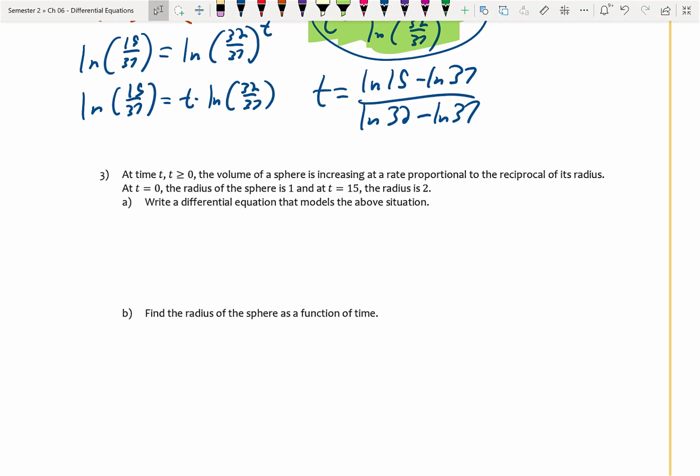At time t, the volume is increasing at a rate proportional to the reciprocal of its radius. Just slow down. If it looks like all those words are kind of a jumble, just slow down, take it in steps. The volume of the sphere is increasing at a rate. Let's start with that: dV/dt. And that equals, proportional means k, to the reciprocal of the radius.